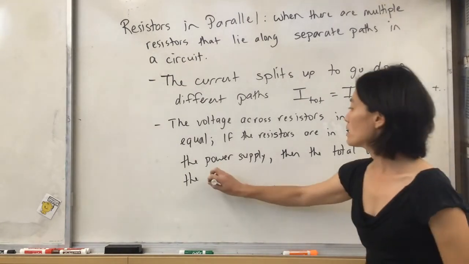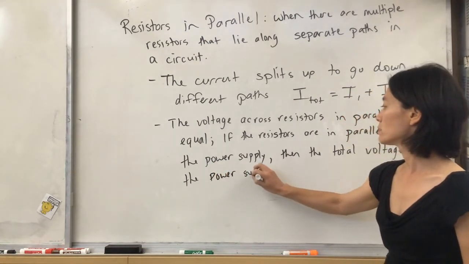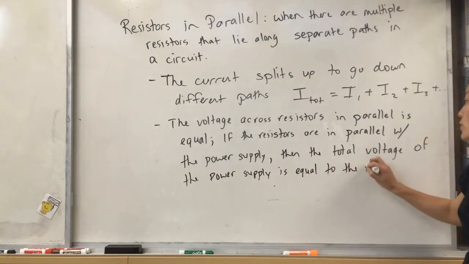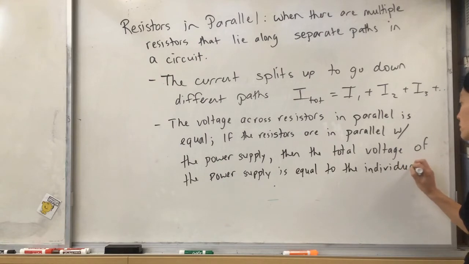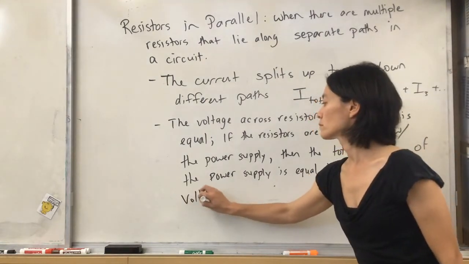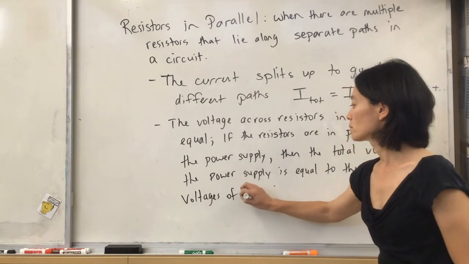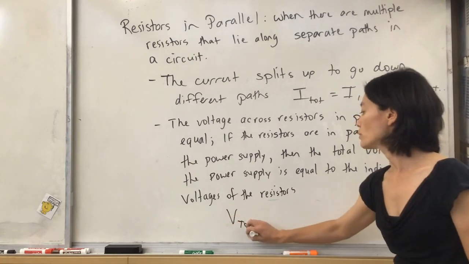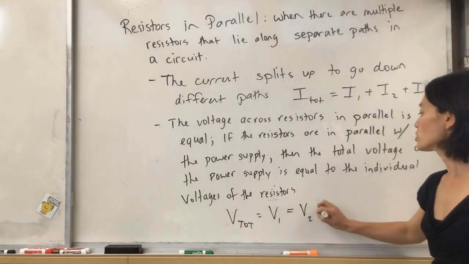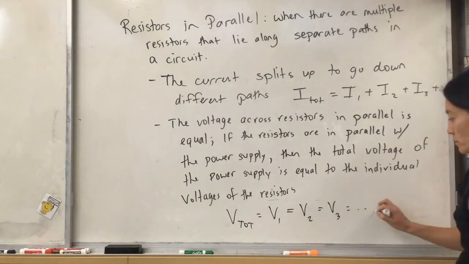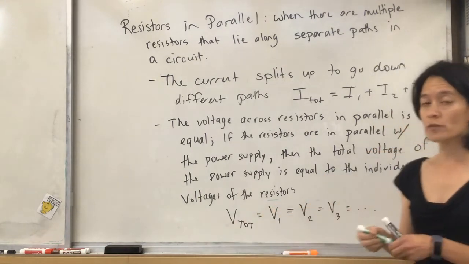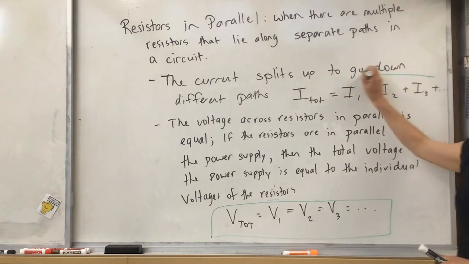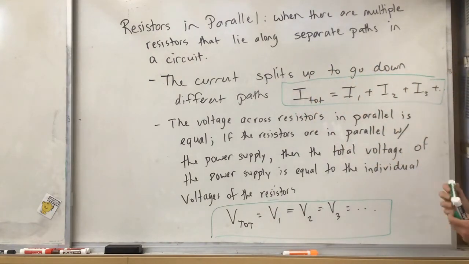The total voltage of the power supply is equal to the individual voltages of the resistors. So the total voltage would be equal to voltage 1, equal to voltage 2, equal to voltage 3, etc. So the two relationships we have for resistors in parallel are this one here about voltage and this one here about current. Okay?